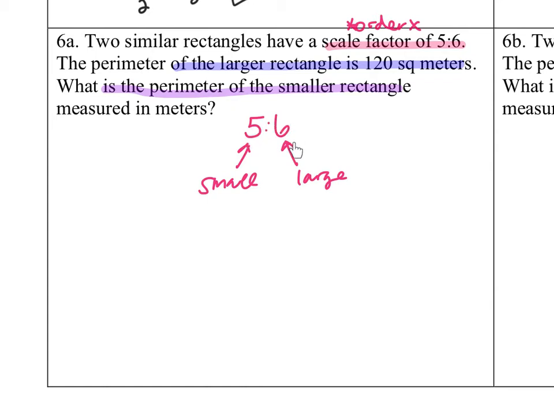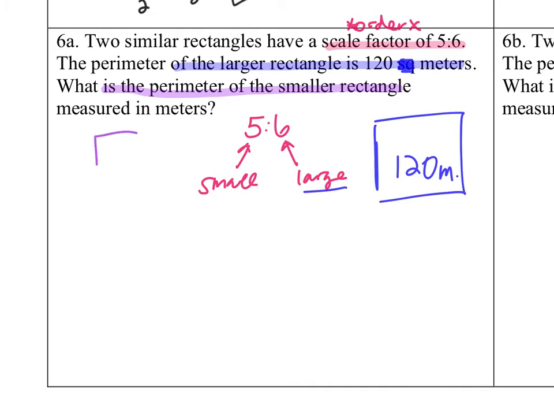Okay, I personally am a visual person, so if you can set up your proportion without looking at the picture, awesome. If not, draw a picture. Okay, so the larger rectangle right here, again, I'm writing it on the right side because my scale factor 6, the large rectangle comes last. The large rectangle is 120 square meters. It should be just meters though because we're looking at perimeter. Okay, so 120 meters. And then we have to find the perimeter of the smaller rectangle, right, x.